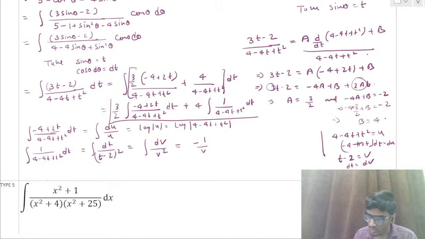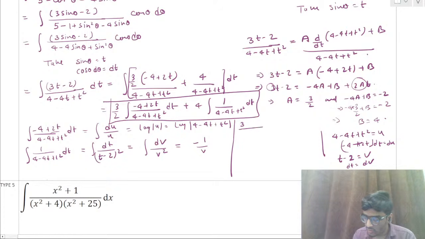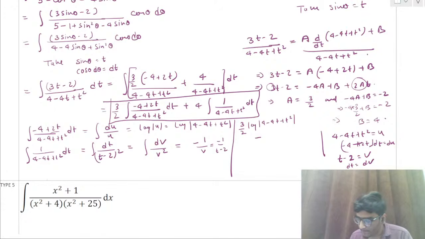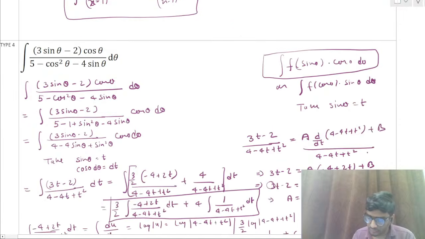So this whole integral becomes 3 by 2 log of 4 minus 4t plus t square, minus 1 upon t minus 2, plus c. Here we replace t, we have taken t as sine theta.